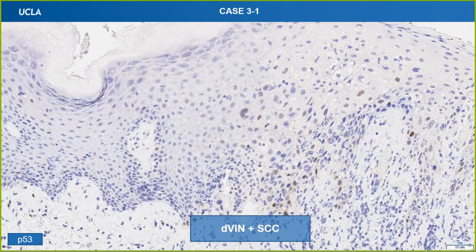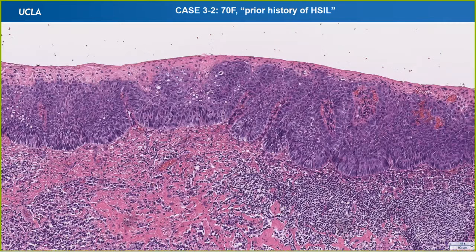Next case is a 70-year-old woman, prior history of HSIL, none of which was reviewed at our institution. And this was the first specimen at our institution. And this is what we see. Unlike the prior case with prominent atypia limited to basal parabasal layers, here we have atypical cells almost replacing the entire thickness of the epidermis. What's a little odd is the presence of these hypereosinophilic cells in the superficial epidermis.